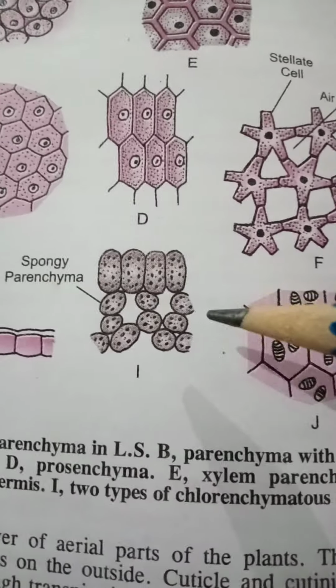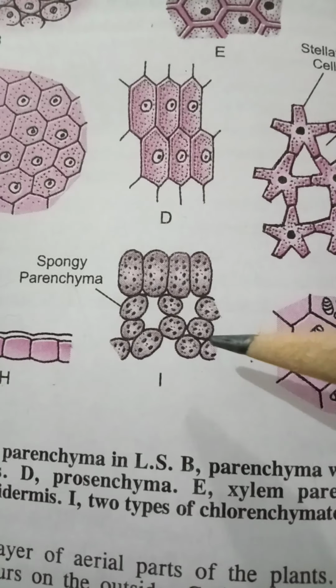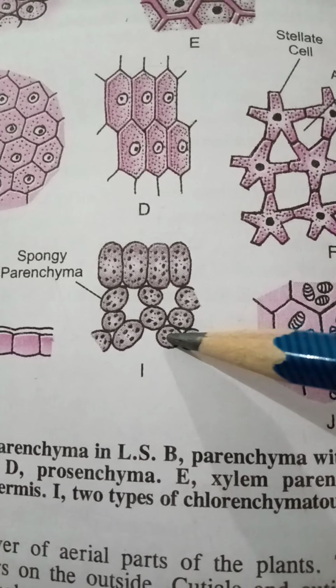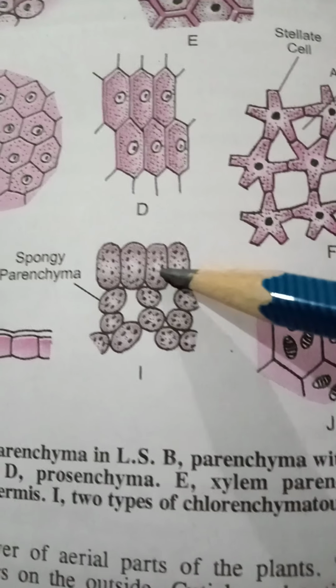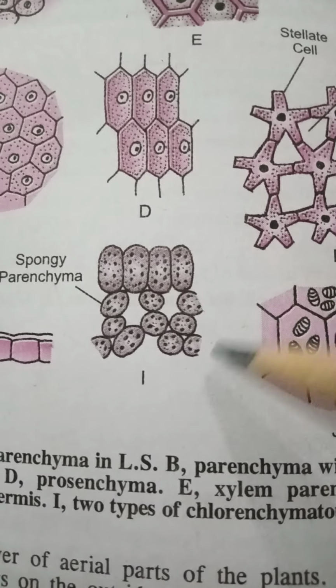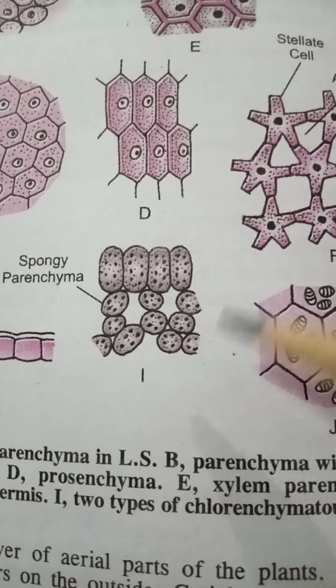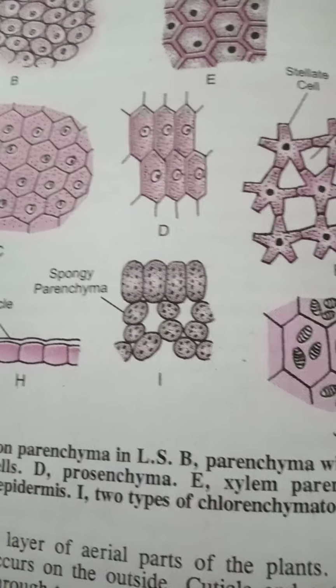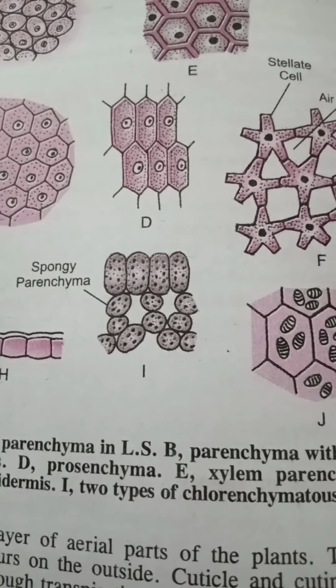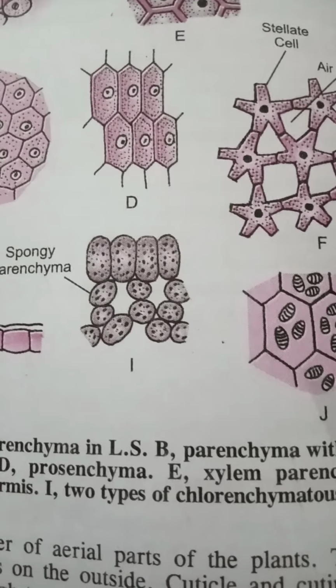Then next is the chlorenchyma cells. Chlorenchyma cells possess chloroplasts. These are basically the mesophyll cells: spongy parenchyma, palisade parenchyma. These dots you can see are actually chlorophyll. So these cells possess chlorophyll, so definitely they will help in the photosynthesis function. They will perform photosynthesis and help in food preparation.